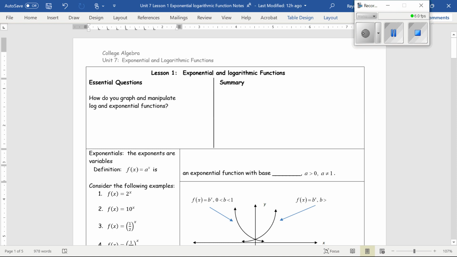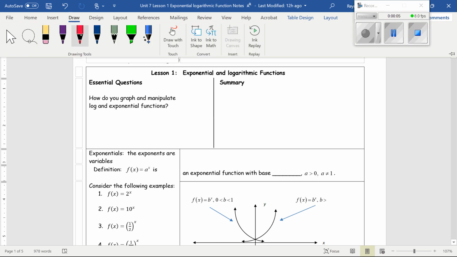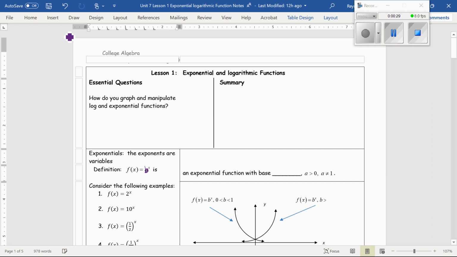All right, we're going to start looking at some logs and exponential functions. So we're going to apply those same kind of transformations that we've been looking at with your other functions. The difference here is that your function now is f of x equals a to the x power. So our variable, our x, is in the exponent position. You usually see this more as a base b that is greater than 0 and cannot equal 1.